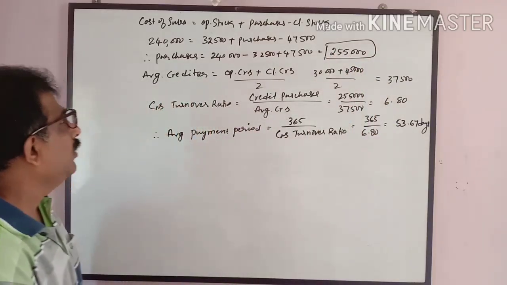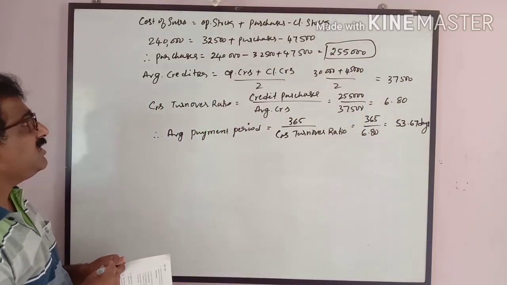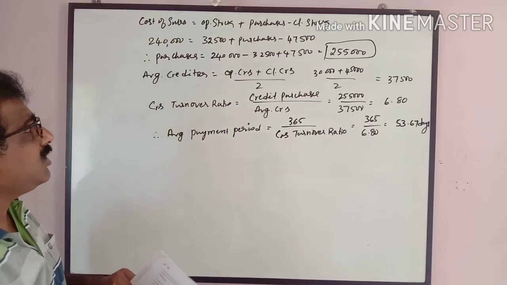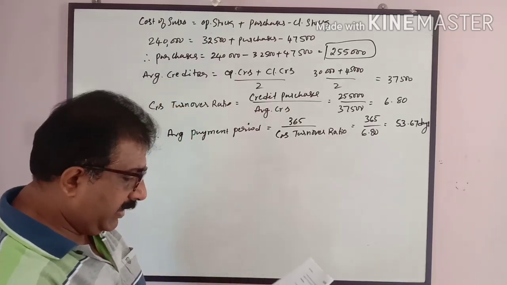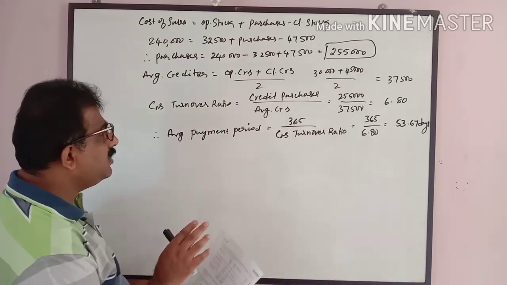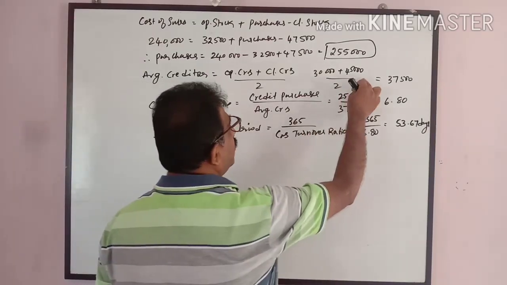Purchases comes to 2,55,000. Now the average creditors is nothing but opening creditors plus closing creditors divided by 2. In the problem, the opening creditors is given as 30,000 and closing creditors is 45,000.